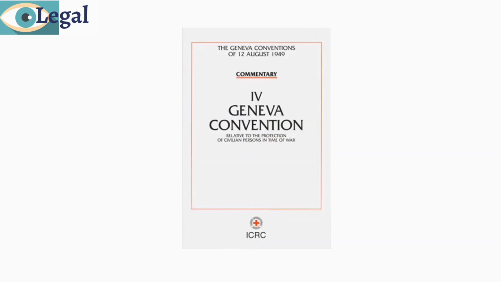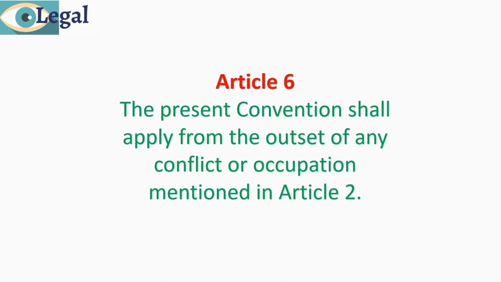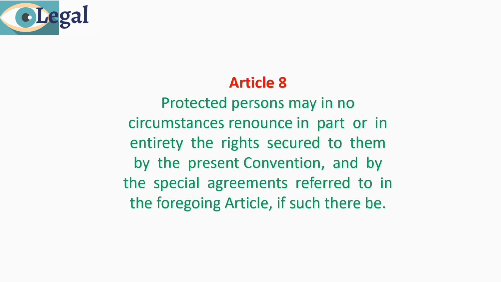The Fourth Geneva Convention makes provisions generally for how civilians are to be catered for right from the outset of the conflict. It provides that protected people are not capable of renouncing the rights given to them by the convention, among other provisions. Then you may ask, what would happen if the rules of international humanitarian law are breached?